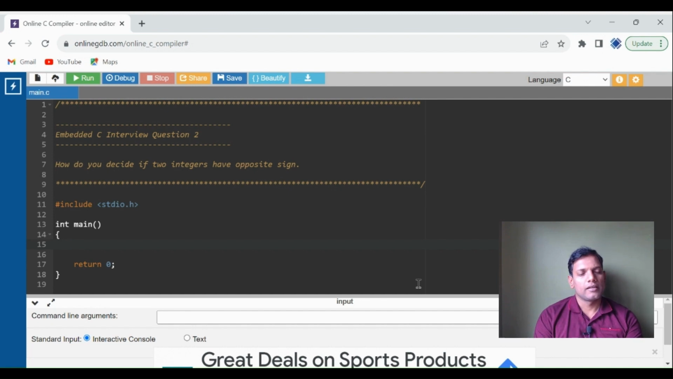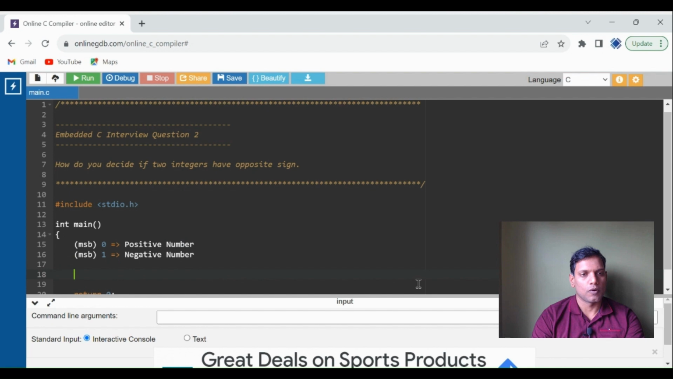As we know, binary numbers have only two possible values, 0 and 1. For sign, 0 and 1 are also used. For example, if the sign is positive, the most significant bit of that number is 0, and if the sign is negative, then the most significant bit of that number is 1. So I'll just put it down here. With this understanding, let's move forward.